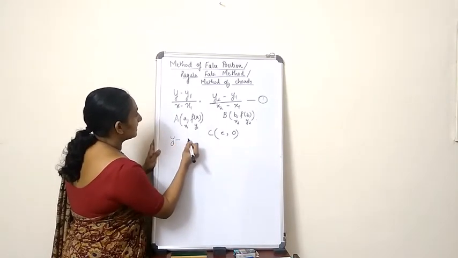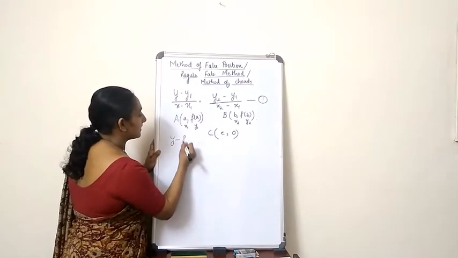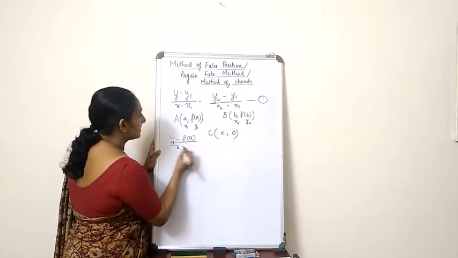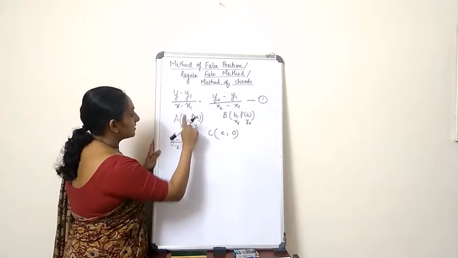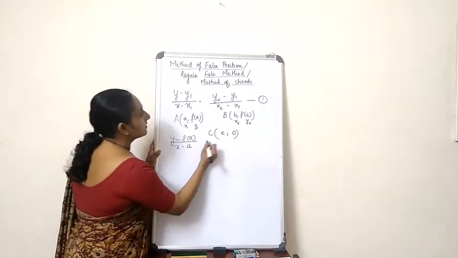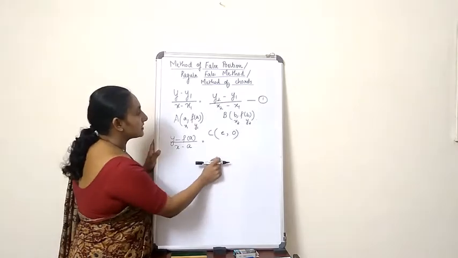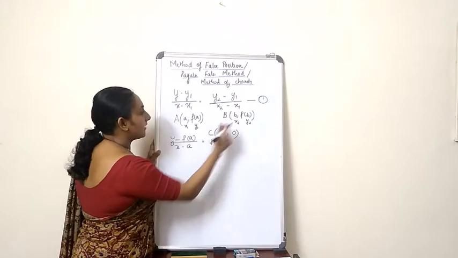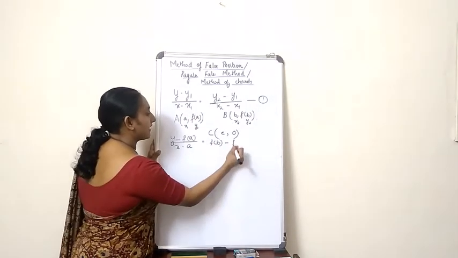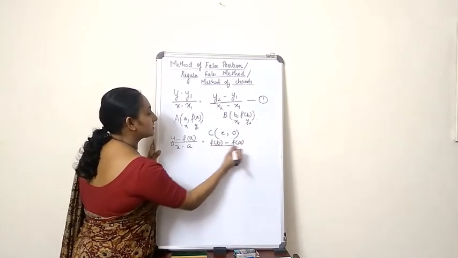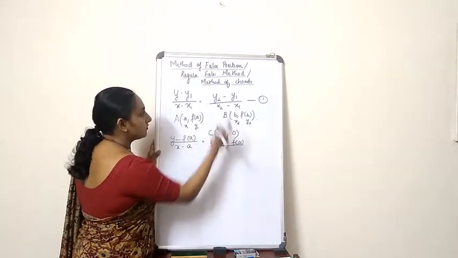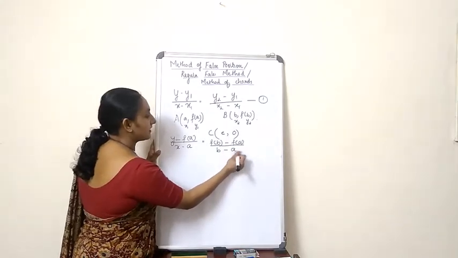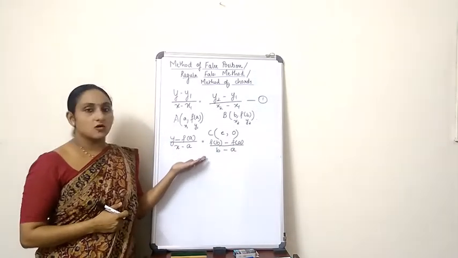So here y minus y1, instead of y1 you can write f of a, the whole divided by x minus, instead of x1 you can write a, is equal to y2. Instead of y2 you can write f of b minus y1. y1 is again f of a, the whole divided by x2. x2 is nothing but b minus x1 is nothing but a. So this is what we get over here.